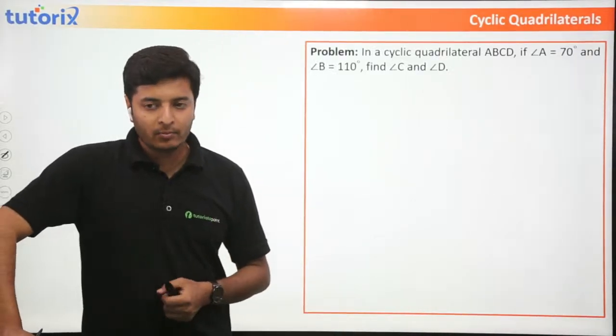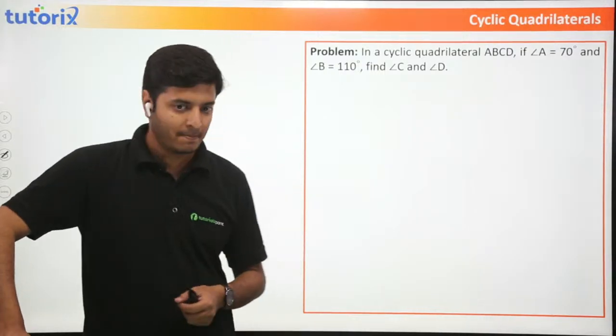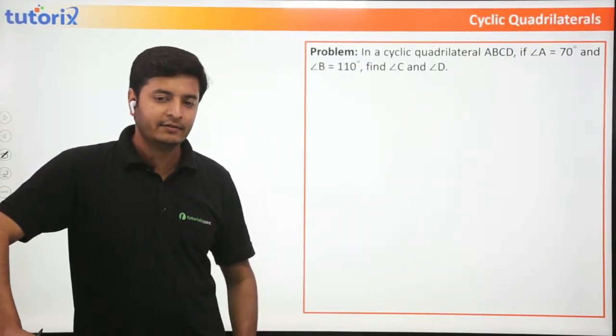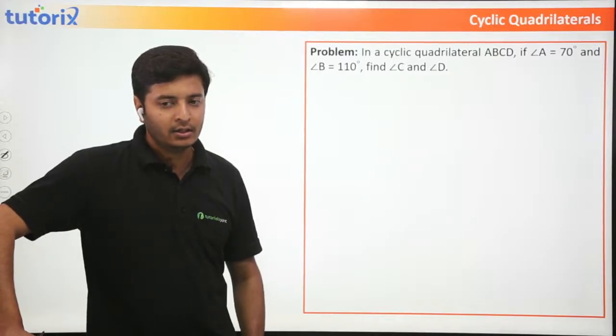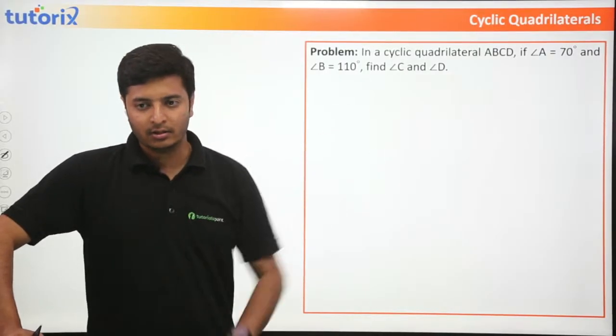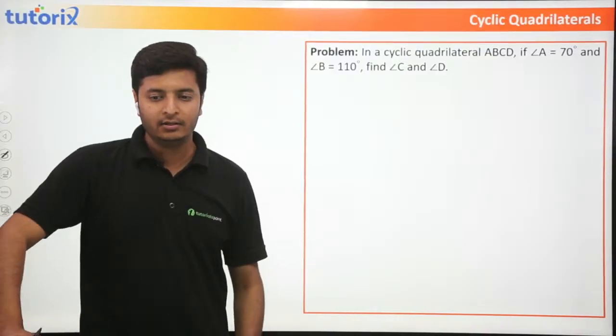Now this is one problem you need to solve. In cyclic quadrilateral ABCD, if angle A is 70 degrees and angle B is 110, you need to tell me the value of C and D in the chat box. Everyone, please tell me the value of angle C and D in the chat box.